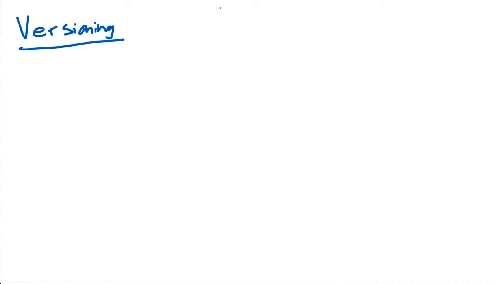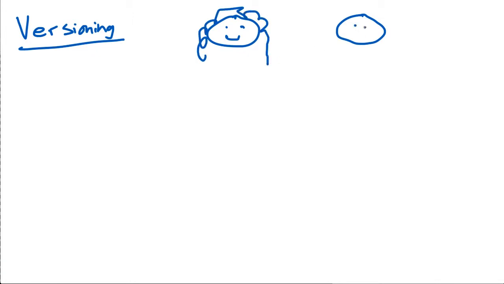Versioning is a way of keeping track of all your documents, and it's very useful in situations where you have multiple people collaborating together. So suppose we have a couple of people who are working on a project together, Alice and Bob, right? And they decide that they're going to write a report about the project.